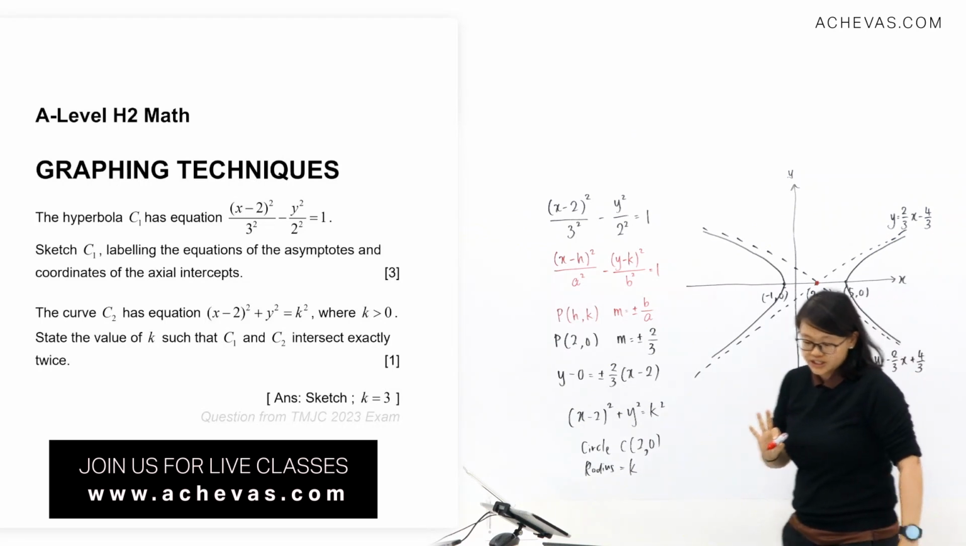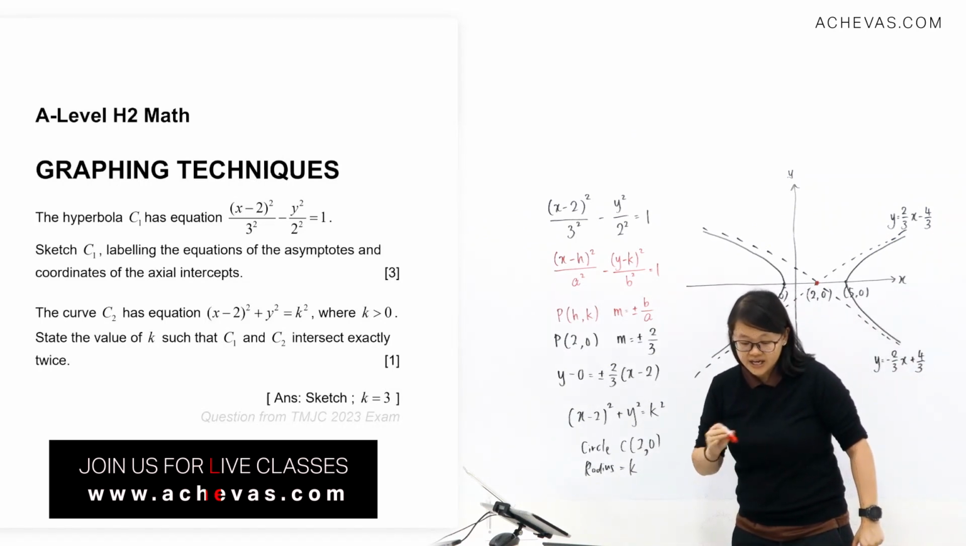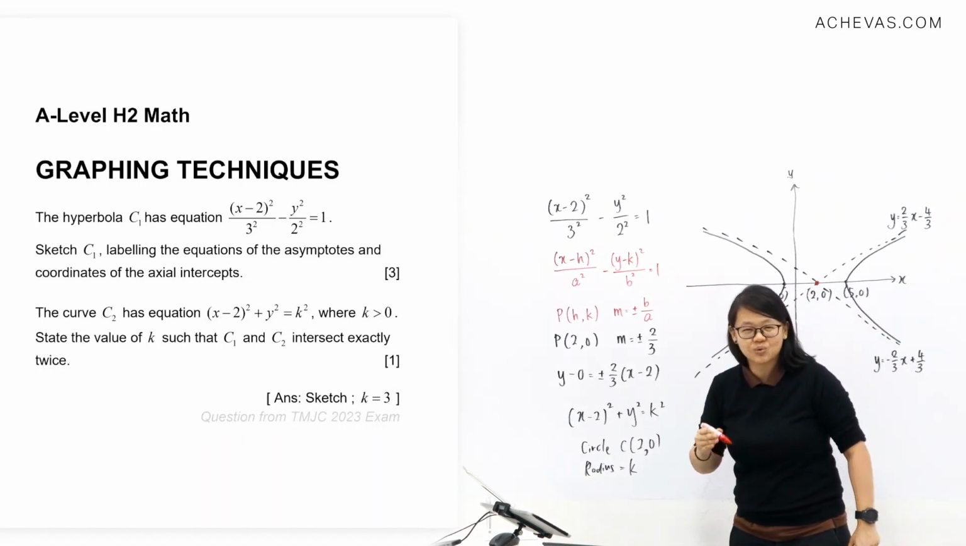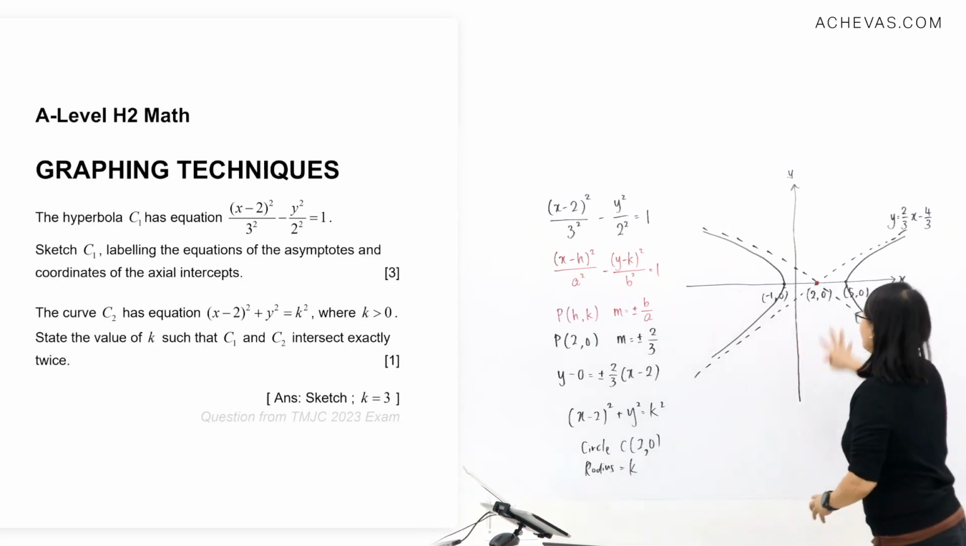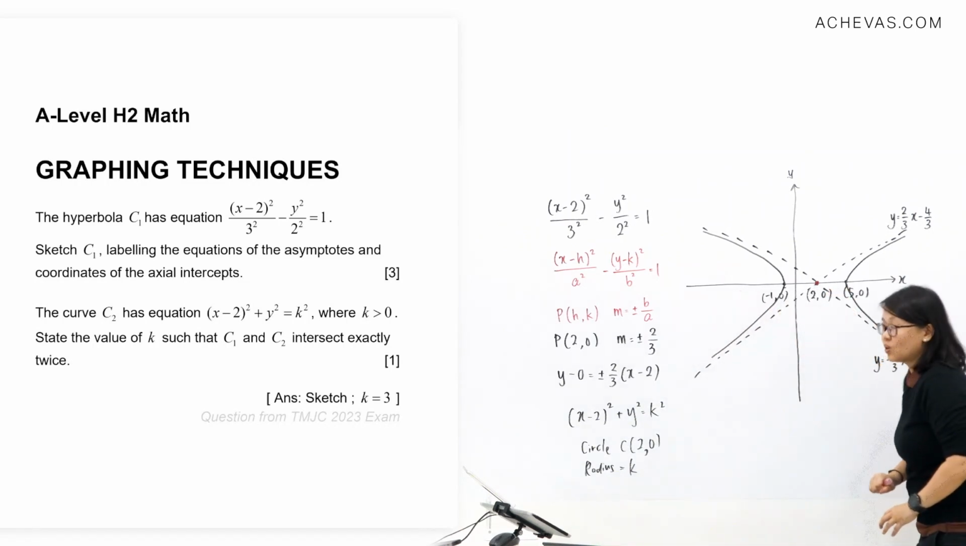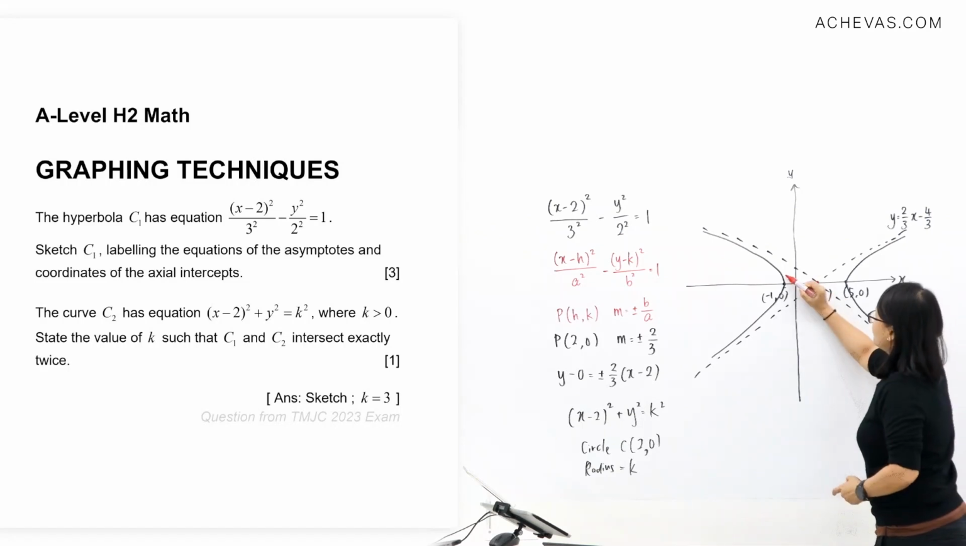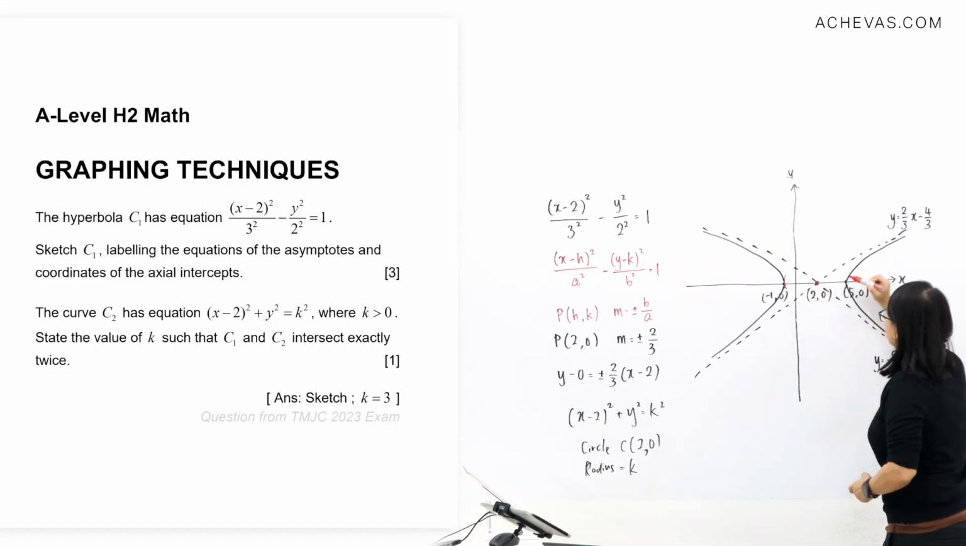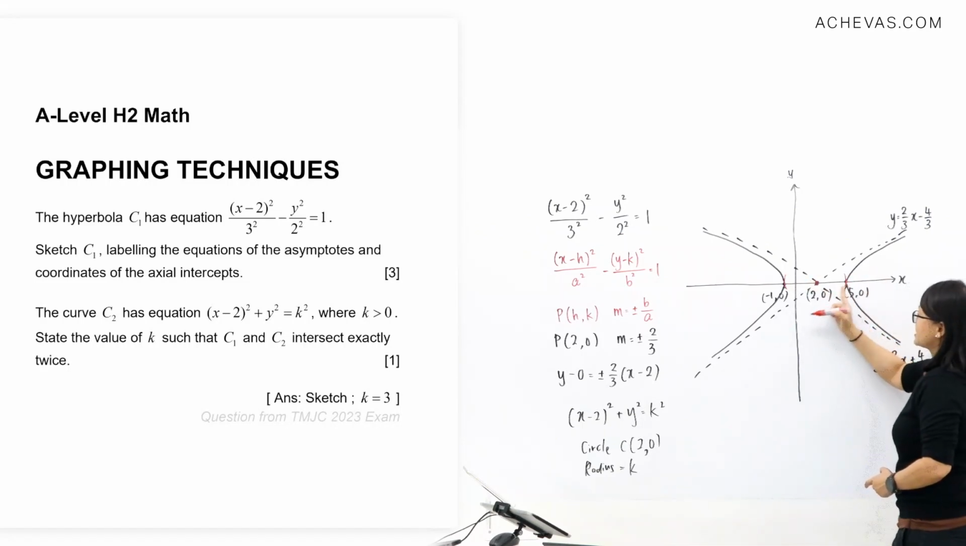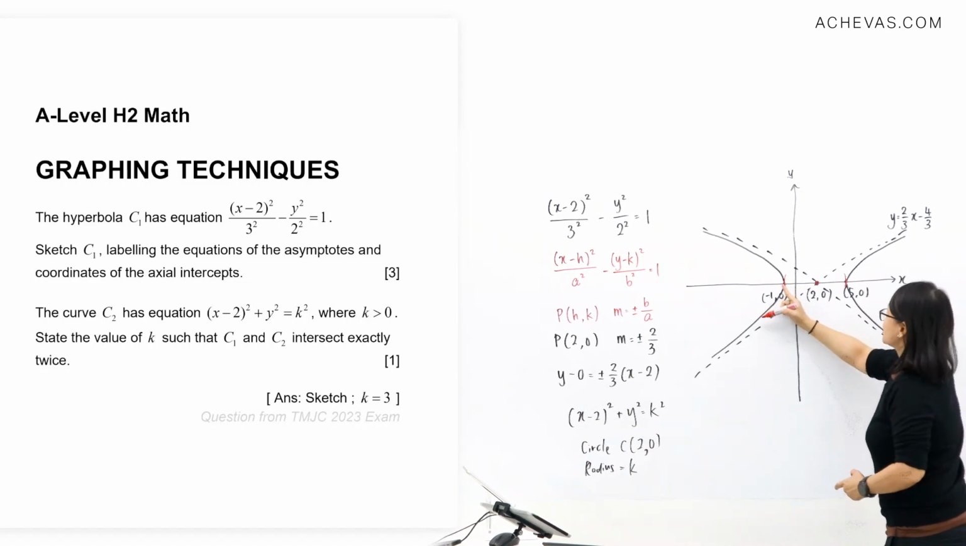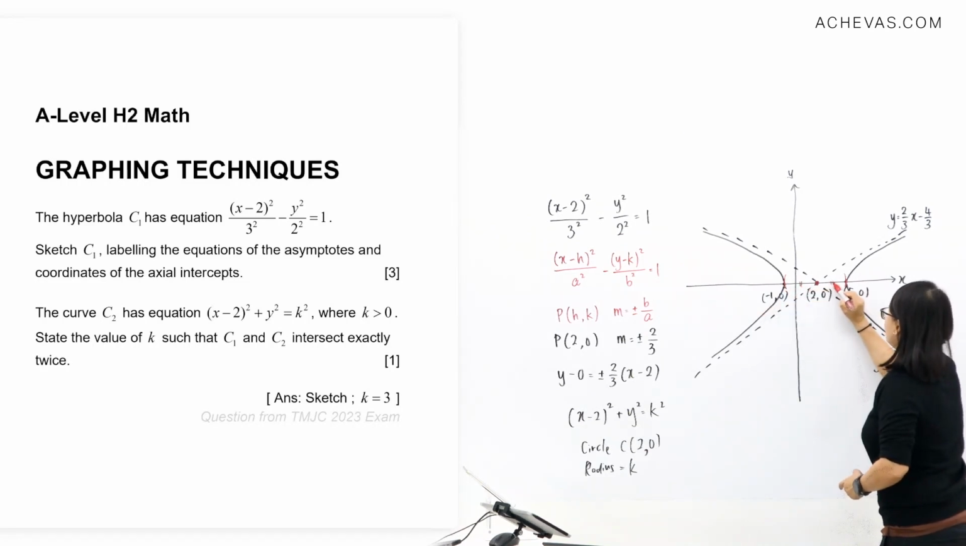And let's read the question. The curve C2 has equation of that, and state a value of k such that C1 and C2 intersect exactly twice. In order for me to draw a circle that intersects the curve C1 exactly twice, I'll be sketching something touching here and here. So that's 1 point of intersection, 2 points of intersection. So the radius of the circle will be 3.